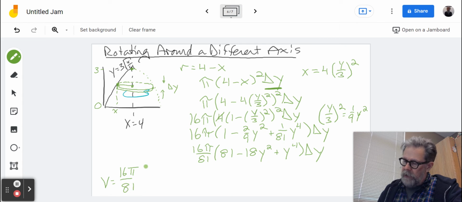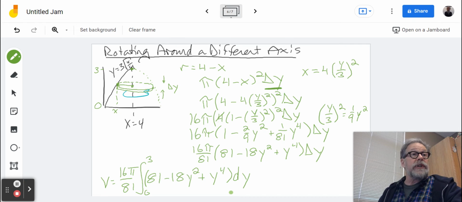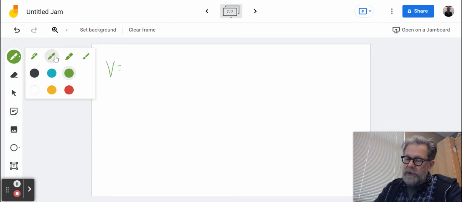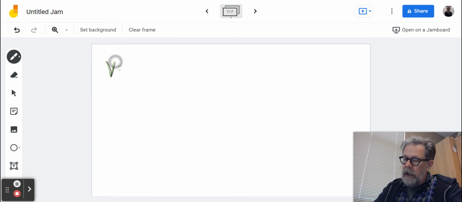By the way, I didn't mean to switch to green. I switched to green to draw the picture and forgot to switch back, in case you're wondering, why is he writing in green this time? But there it is, plus y to the 4th dy. All right, so switching pages to find the antiderivative. I want to switch back to black because I like black better for drawing.